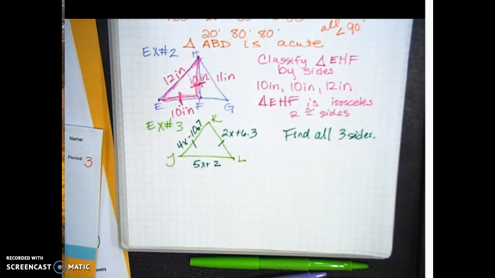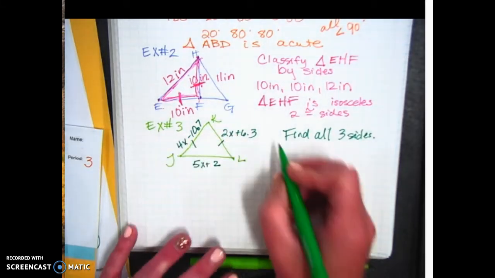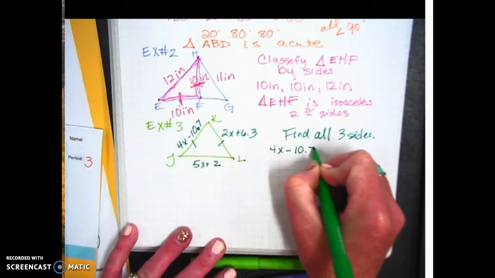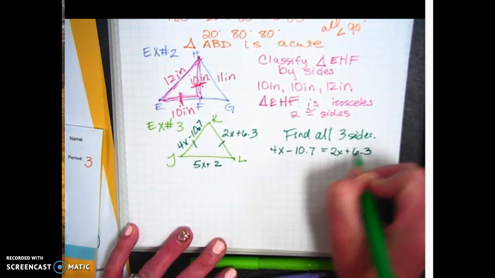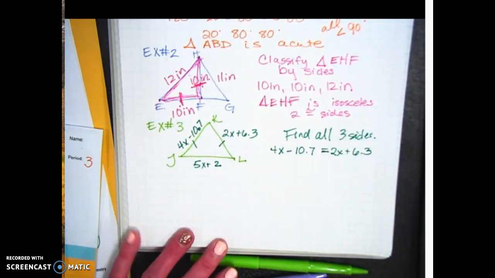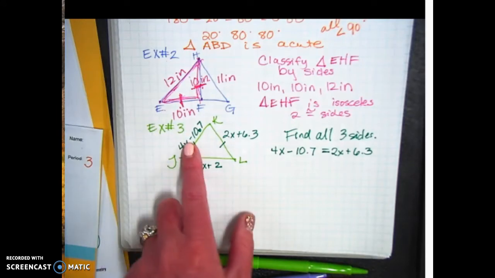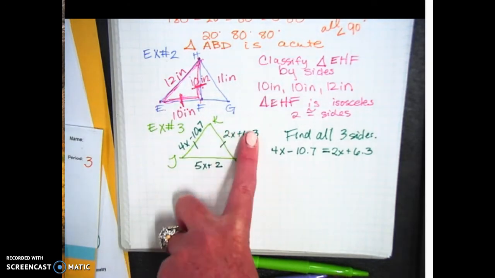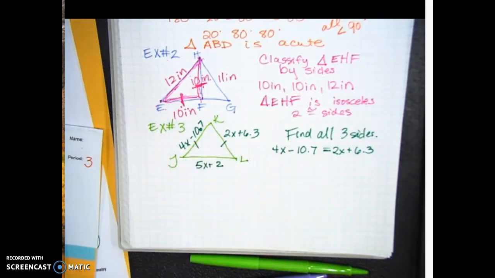Isosceles, right? On isosceles triangles, if you have these 2 sides congruent, you just set them equal to each other. So you're going to have 4x minus 10.7 equal to 2x plus 6.3. And then you can solve for x. Once you solve for x, you can plug x in here, find its length, plug x in here, find its length, plug x in here, find its length. So you can get the length of all 3 sides.